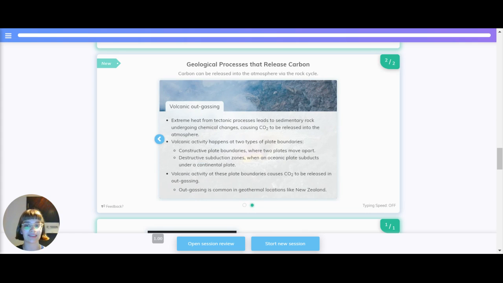There's also volcanic outgassing. Extreme heat from tectonic processes leads to sedimentary rock undergoing chemical changes, causing carbon dioxide, CO2, to be released into the atmosphere.